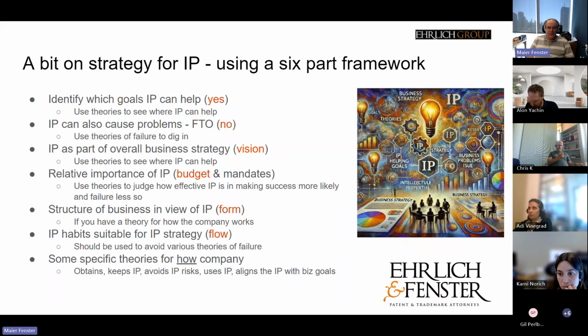But let's talk for a second about strategy, IP strategy. Okay, I'm the IP department. I want to build an IP strategy, whatever that means. So here's a framework, a 6-part framework. Part 1, you need to identify which goals IP can help. And definitely we can use all of this theory stuff in order to see where IP can help. You want to identify places where IP can cause problems. I'm talking about for us, things like FTO. So definitely we talked about theories of failure that can help you figure out where you might fail.